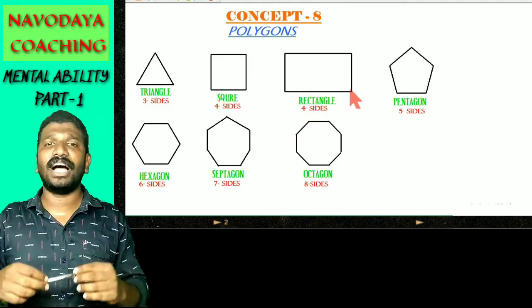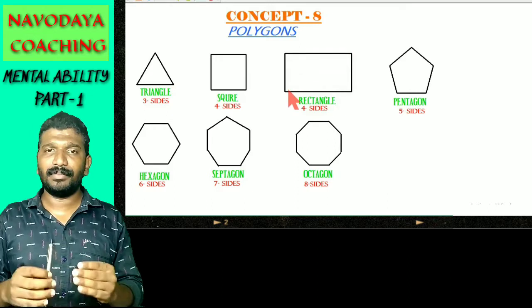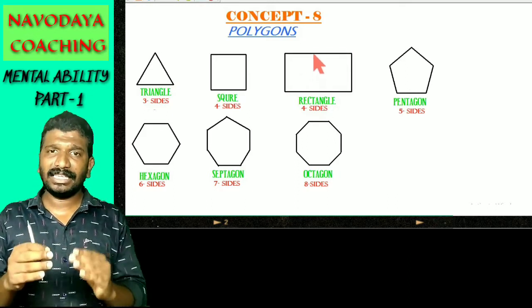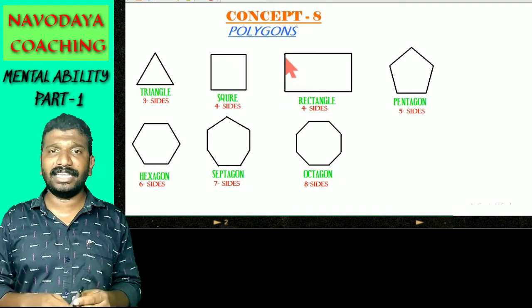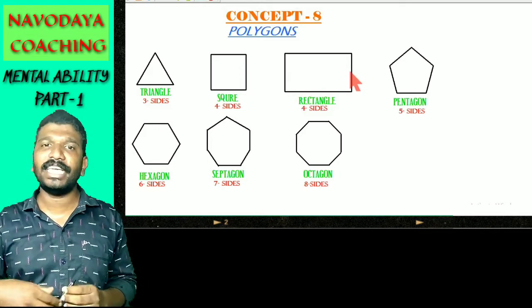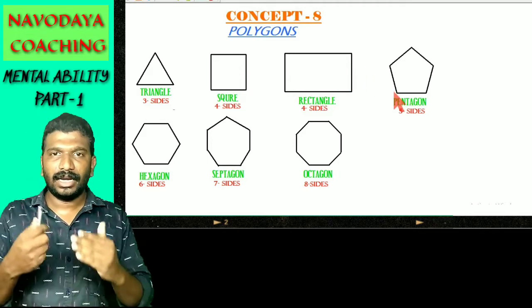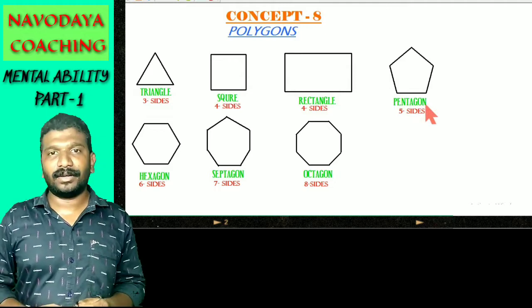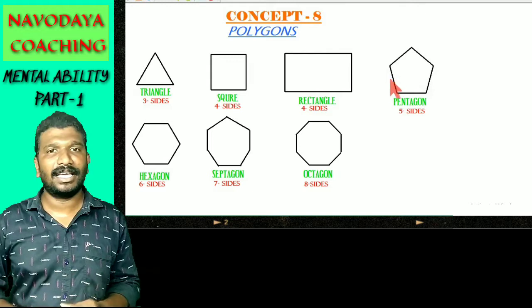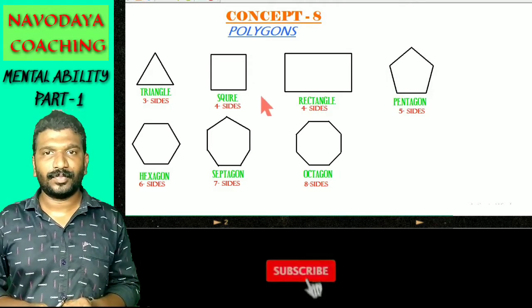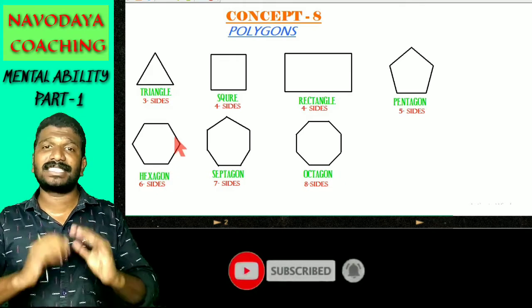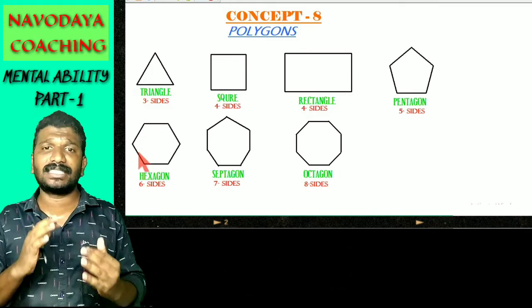Next one, that is a rectangle. A rectangle also has 4 sides made with 4 lines, but its angles are 90 degree and also its opposite sides are equal. Next polygon is pentagon. It has 5 sides formed with 5 lines. Pentagon. Next one is hexagon. Hexagon has 6 sides formed with 6 lines.